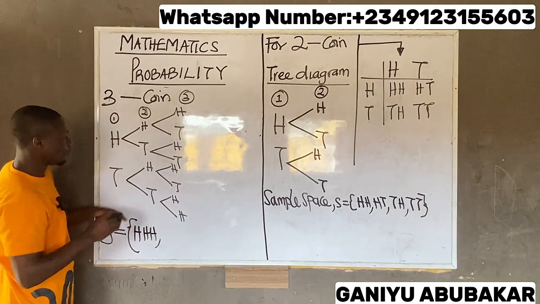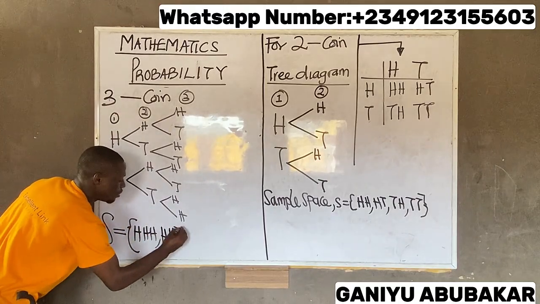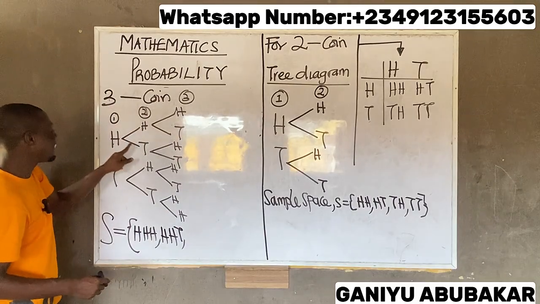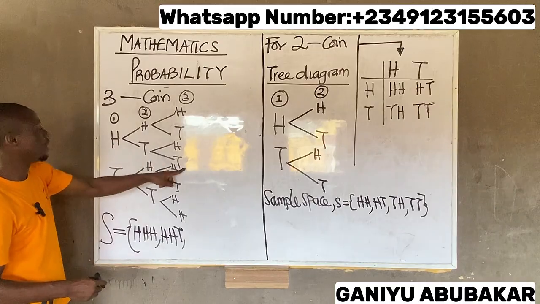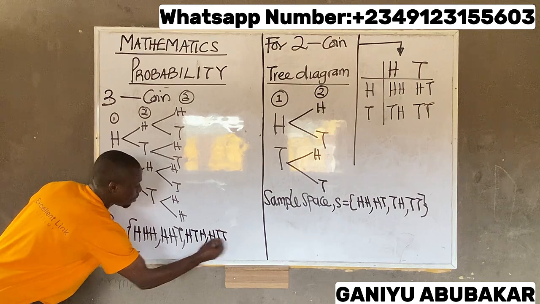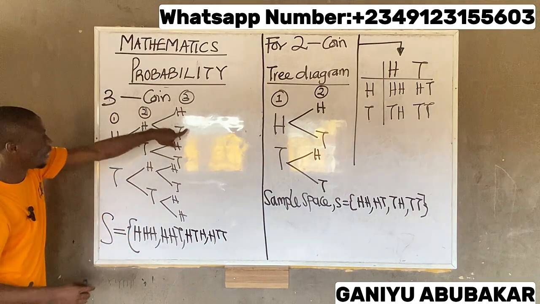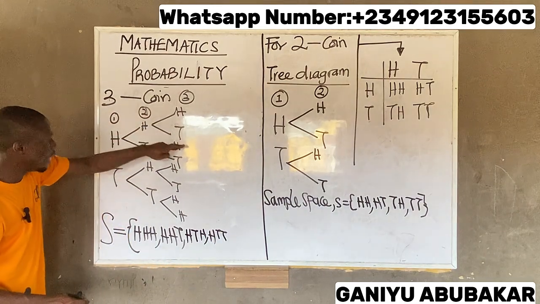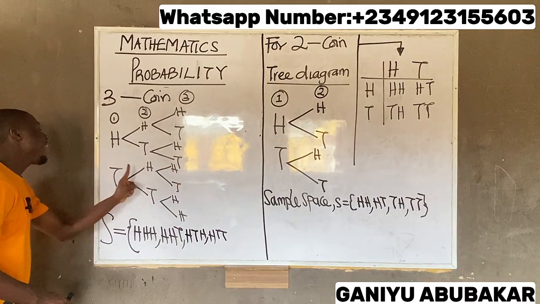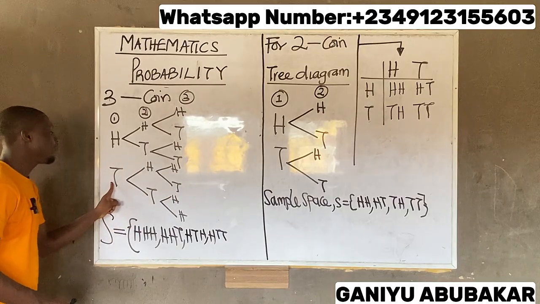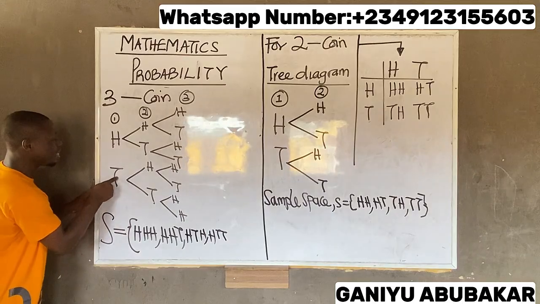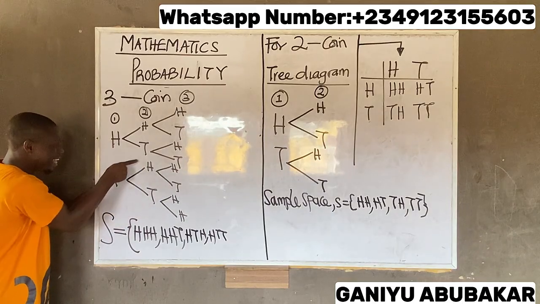Head, head, tail. What's next there? Head, tail, head, head, tail, tail. Next up there, tail, head, head, tail, tail, tail. Observe please. Tail, head, head, tail, head, tail.